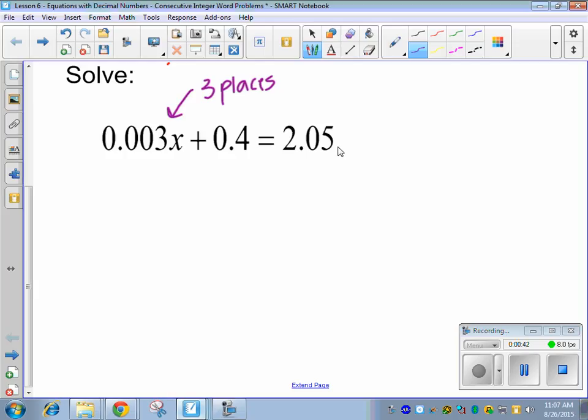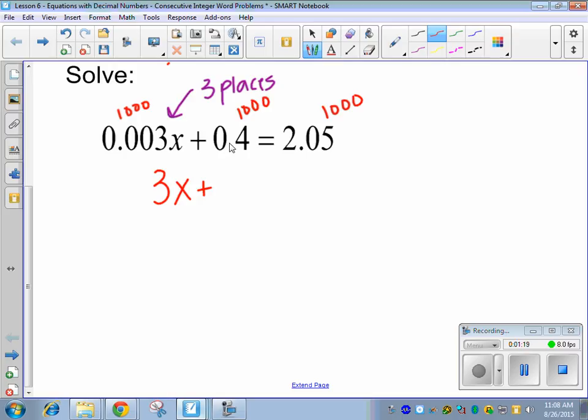So in order to move it 3 decimal places, we have to multiply by 1,000. If we were going to move it 2 decimal places, what number would we multiply by? 100. And 1 decimal place, what would we multiply by? 10. You guys are so smart today. Okay, so we're going to multiply by 1,000, 1,000, and 1,000. Every single thing has to be multiplied by the same number or it doesn't work. So when I multiply this first one by 1,000, it moves the decimal over 3 spaces, and this becomes 3x, a whole number.